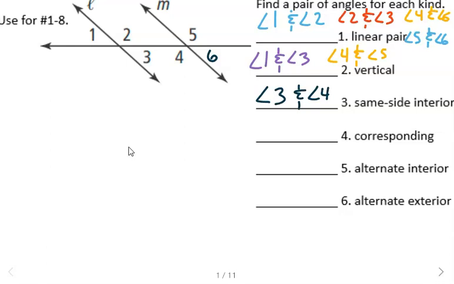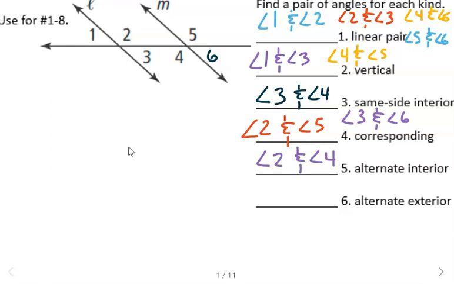Corresponding angle 2 and angle 5, and 3 and 6 as well. Alternate interior, 2 and 4, would be the only pair that fits that description. And then alternate exterior, so on the exterior of the two lines and alternating sides of the transversal, will be 1 and 6.